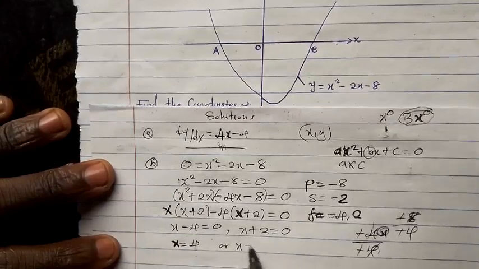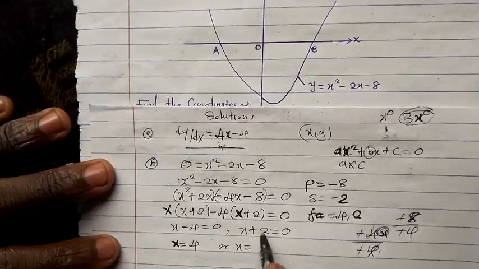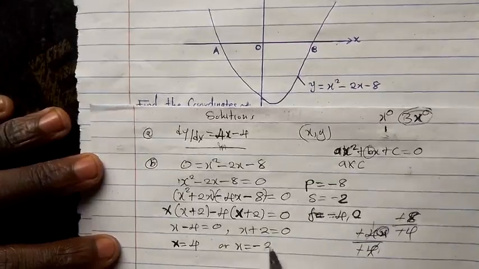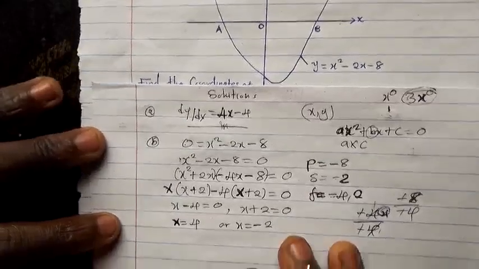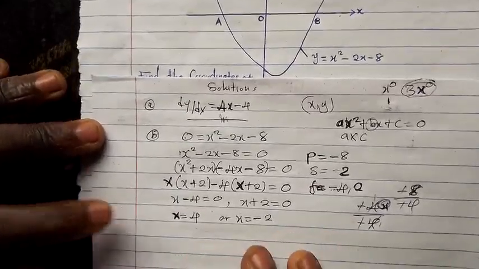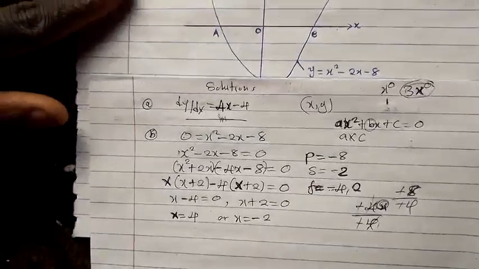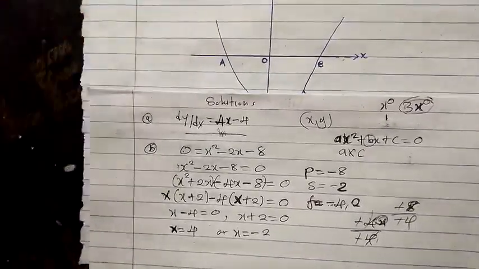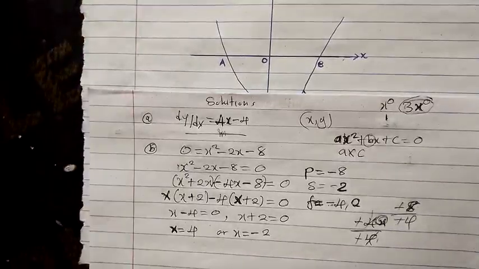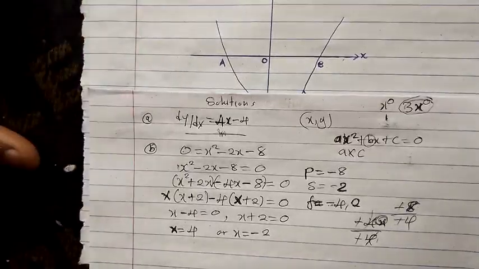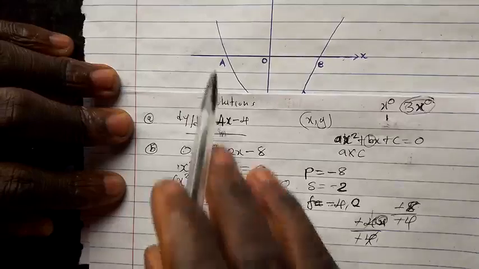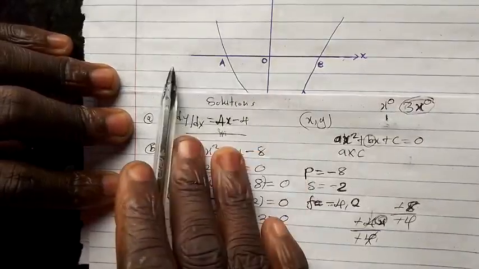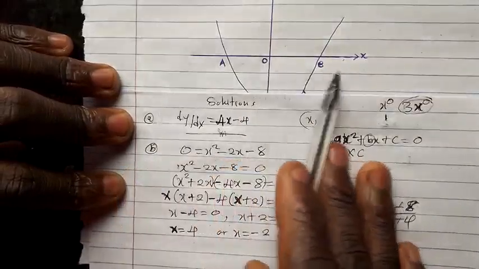Or x is equal to, when this positive 2 crosses an equal sign, it is going to change to what? Negative 2. So in this part here, when you leave your answer like this, they are not going to mark you. Okay. So what I'm going to do here, I'm going to identify which side of x is a positive side and a negative side. So this side here is the negative side of x.